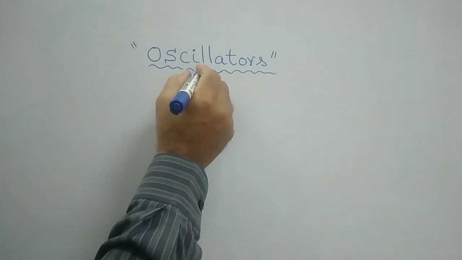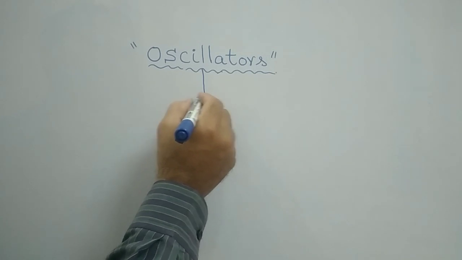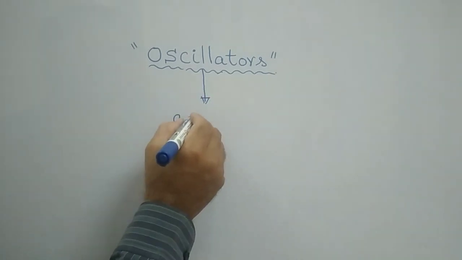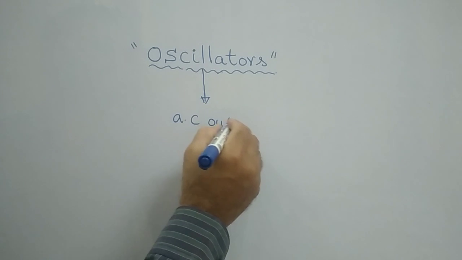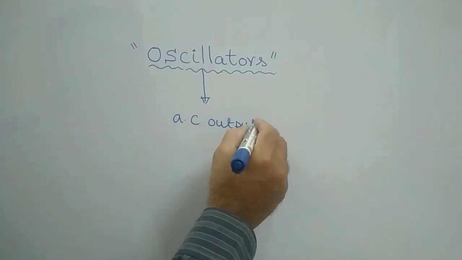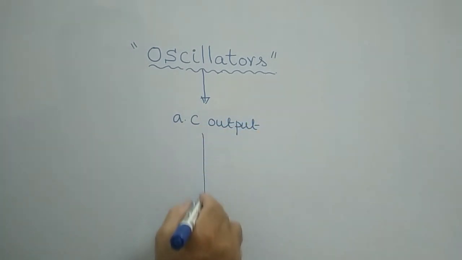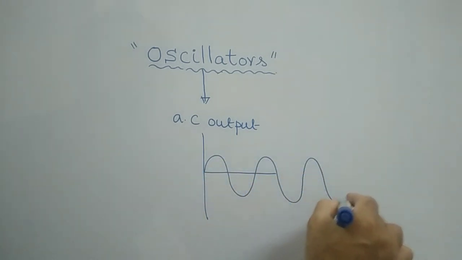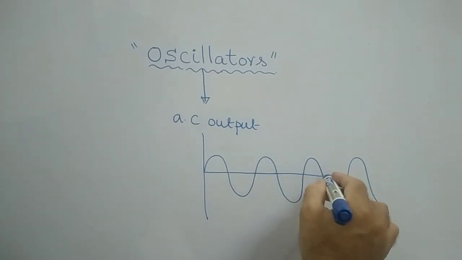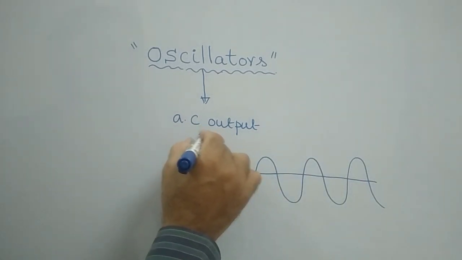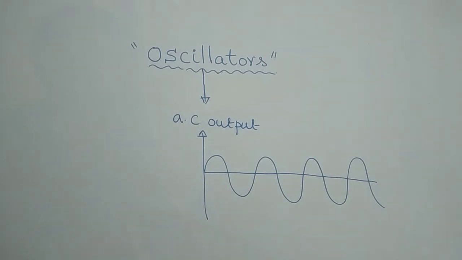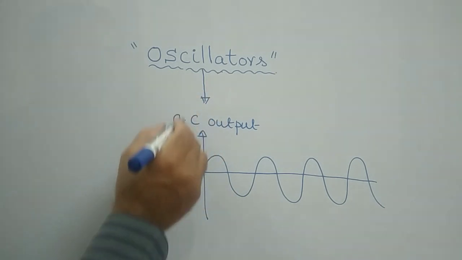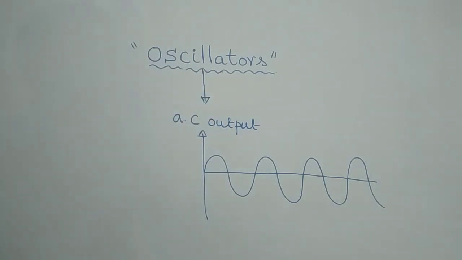So an oscillator is an electronic circuit that gives a sinusoidal output, that you should remember. Otherwise, you can say it gives an AC output in the form of a sinusoidal waveform. You will normally get sinusoidal waveforms like this. Wherever it is needed, we use these oscillators. This AC output is provided by the oscillator.